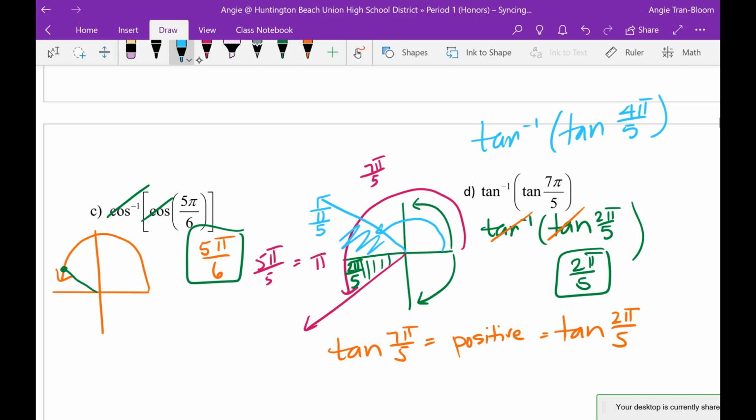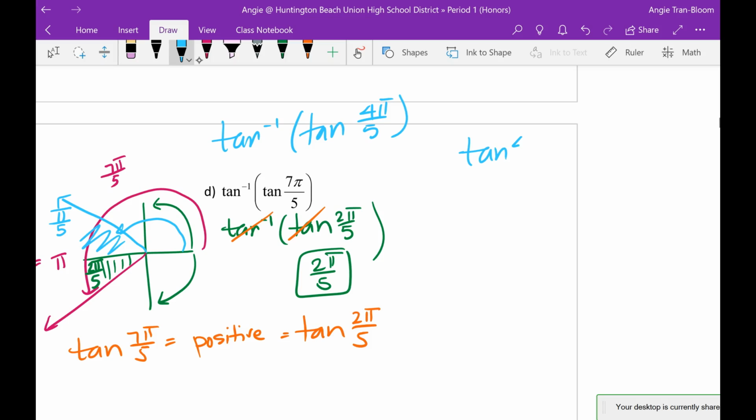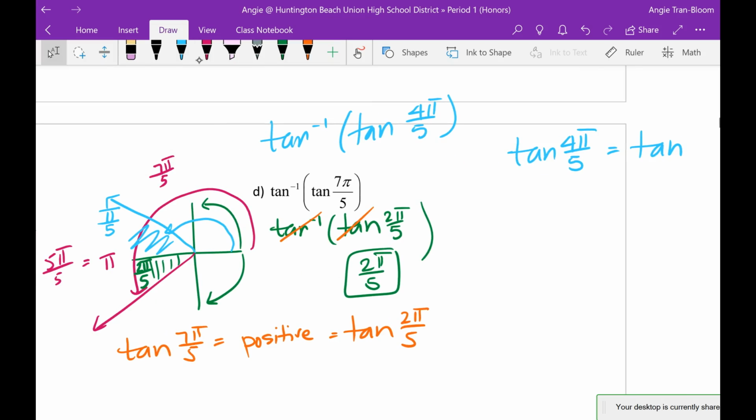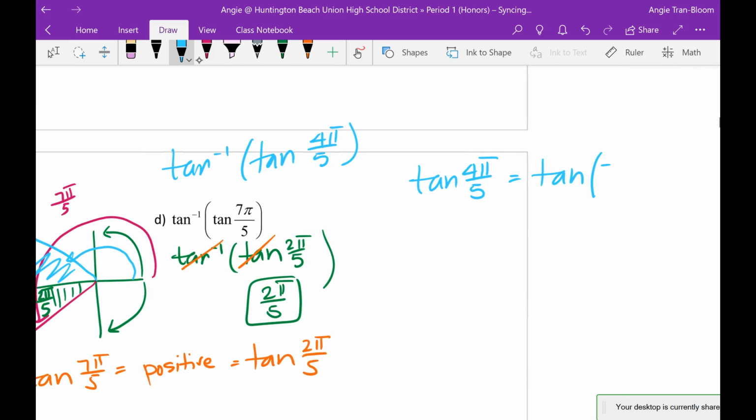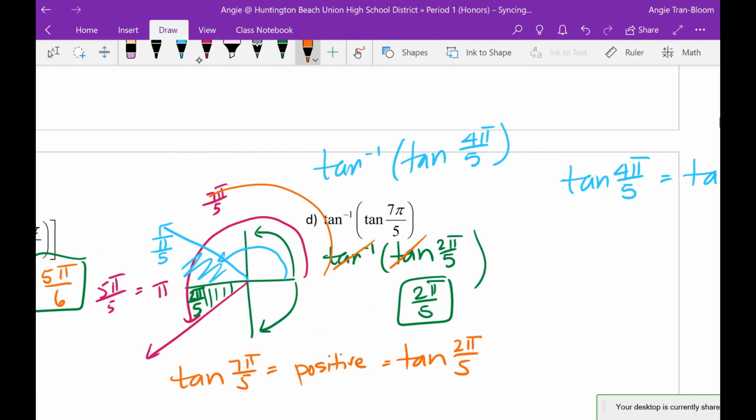Okay, so pi over 5. Well, I'm in quad 2. Is that positive or negative for that answer? Negative. So tangent of 4 pi over 5 is negative. So you need to bring it back. So tangent of 4 pi over 5 is negative, which is equal to tangent of what? Negative pi over 5. And you have to use negative pi over 5 because I'm going clockwise now. Is that clear? You can't go this way anymore, because you're passing this guard.